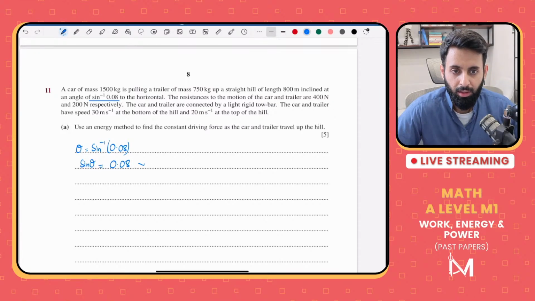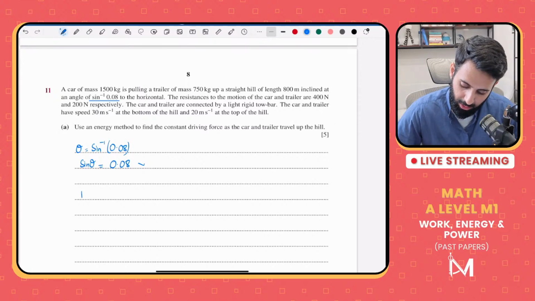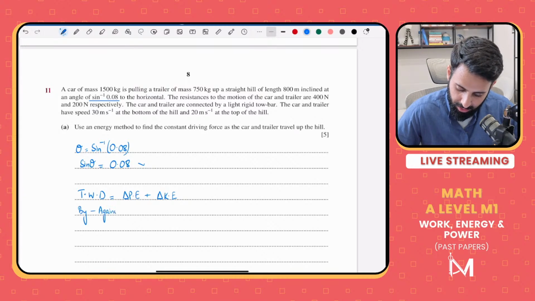Now, the resistances to the motion of the car and the trailer are 400 Newtons and 200 Newtons respectively. The car and the trailer are connected by a light, rigid tow bar. The car and trailer have speeds of 30 meters per second at the bottom of the hill and 20 meters per second at the top of the hill. Use an energy method to find the constant driving force as the car and trailer travel up the hill. What does it mean when it says use the energy method? This is what it means. Total work done is equal to change in potential energy plus change in kinetic energy. Remember, total work done means work done by the driving force minus work done against resistance.